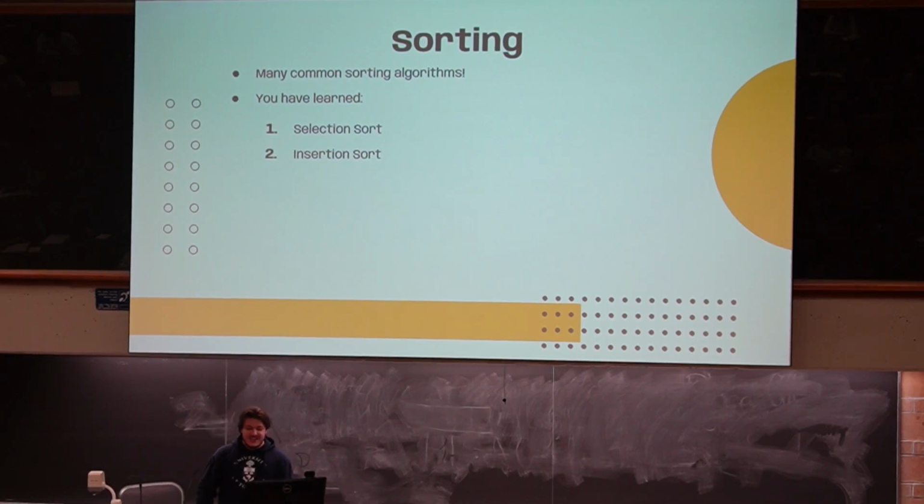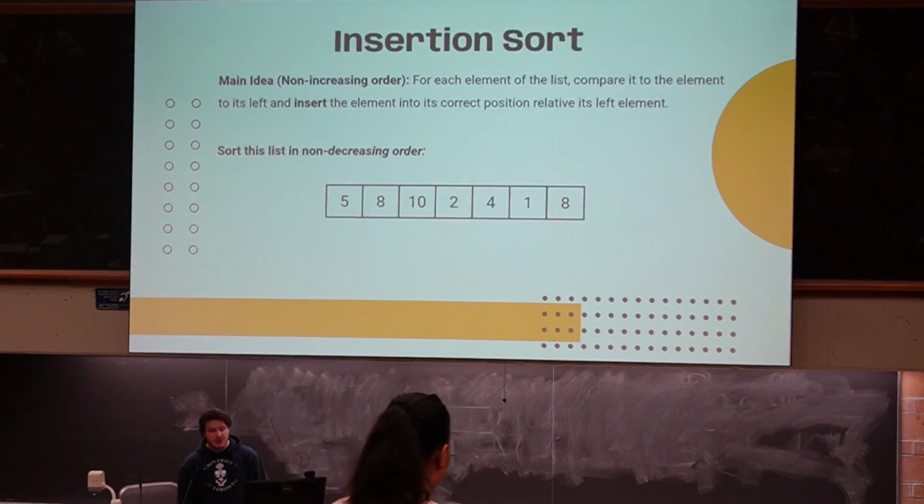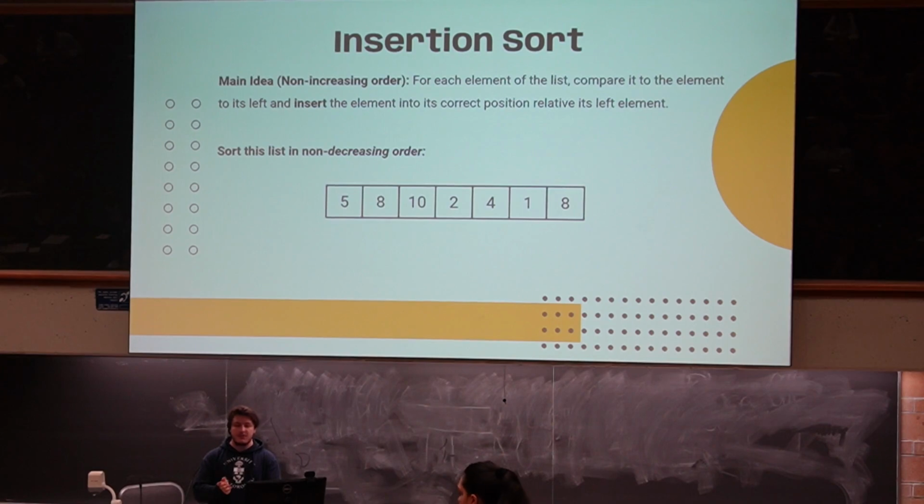So you guys have covered, I think, a couple sorting algorithms in your class. Definitely selection and insertion sort. We're going to be going over insertion sort here. I think bubble sort should be another one that you guys go over. I would say we're not going to be going over that here, but it's very similar to the way insertion sort works. So the main idea of insertion sort is for each element of the list, compare it to the element to the left, and basically you want to sort it from left to right.